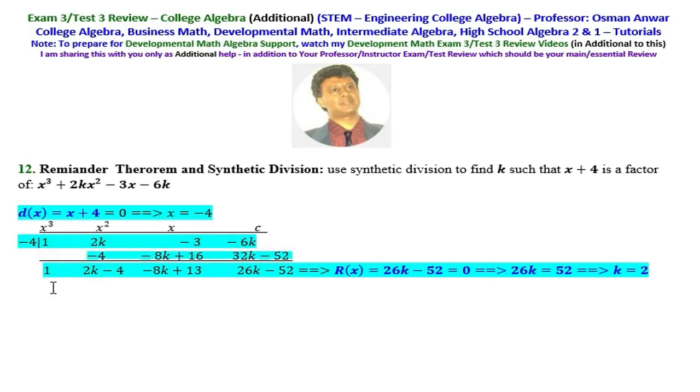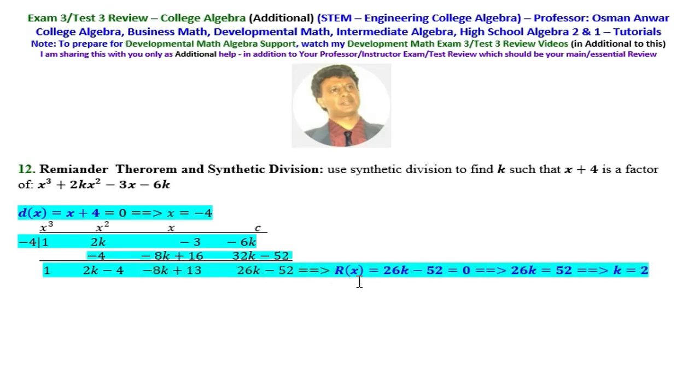Bring the 1 down. 1 times minus 4 is minus 4. 2k minus 4 is 2k minus 4. Then take 2k minus 4 times minus 4 is minus 8k plus 16. Then minus 3 plus minus 8k plus 16 is minus 8k plus 13. Then minus 8k plus 13 times minus 4 is 32k minus 52. Minus 6k plus 32k minus 52 is 26k minus 52, and this is the remainder.